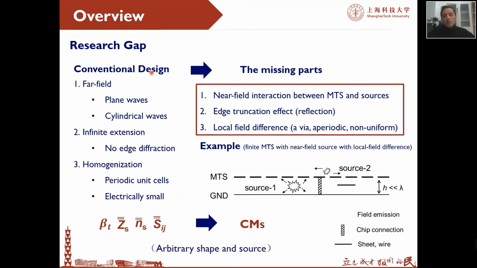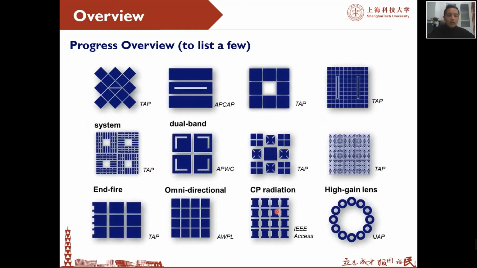In this way, we don't have the three conditions, the assumptions. In that way, we can address the problem that when a metasurface is truncated and close to its excitation source, also with some loading effect or some local field differences. And the proposed method is to apply the characteristic mode theory and do the characteristic mode analysis to the metasurface and see what we can get.